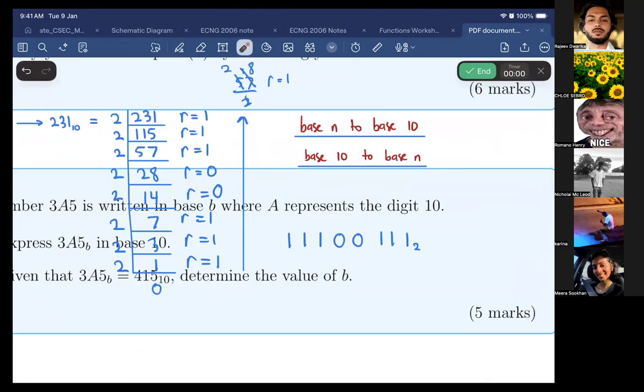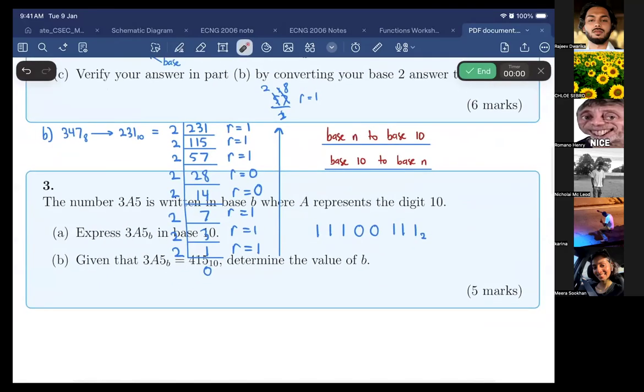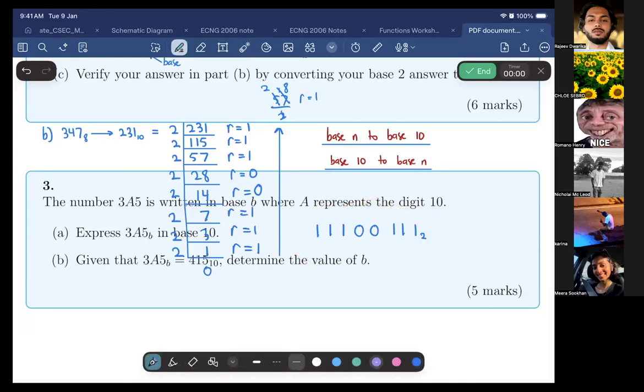Now, could somebody tell me quickly how I could check if this is correct? Somebody in class. Mira, you can tell me if you want. Guys, how could I verify if this is correct? What number is this supposed to give me in base 10? It's supposed to be 231. Okay, we can verify that real fast.